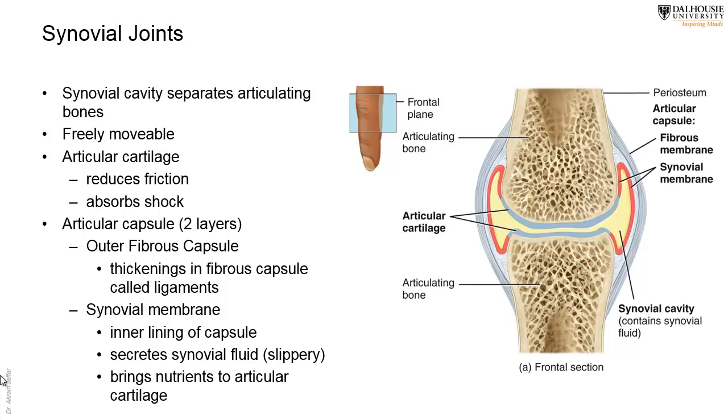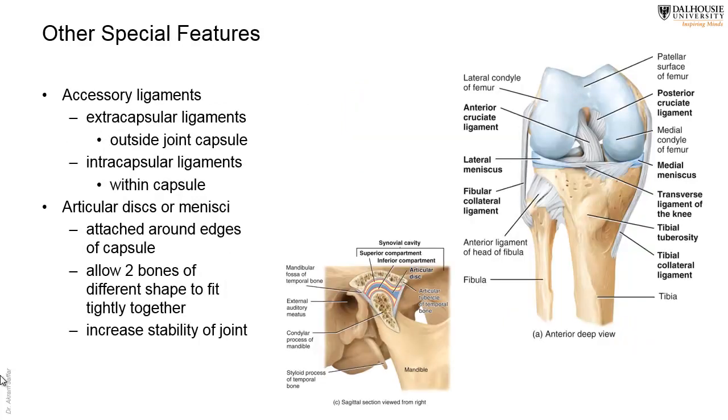Again, I repeat that there is a fibrous capsule, and in some places it is thickened, as we will see in some examples in a moment. It is thickened to form ligaments. The other special feature of the synovial joint is the presence of ligaments. Some of these ligaments are, in fact, thickenings of the capsule, and they are present outside the capsule. A ligament is a dense, regular connective tissue.